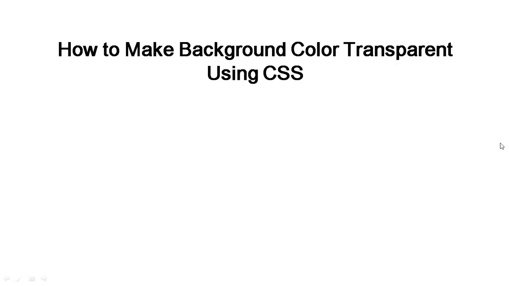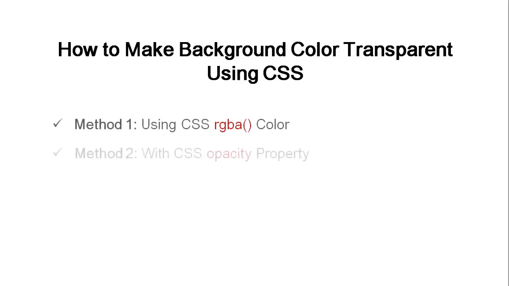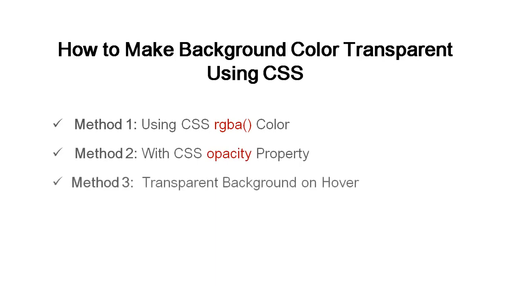The short answer is to use these simple methods. The first method is to use the CSS RGBA color property. The second method is the CSS opacity property. And the last method is to make a transparent background on hover. After applying these methods, the back part of the background is still slightly visible. So let's find out these methods with examples.